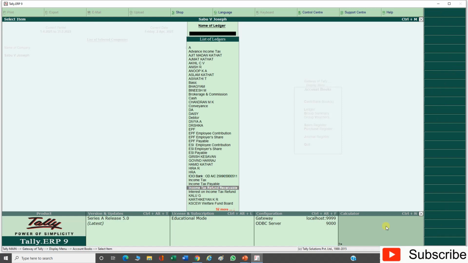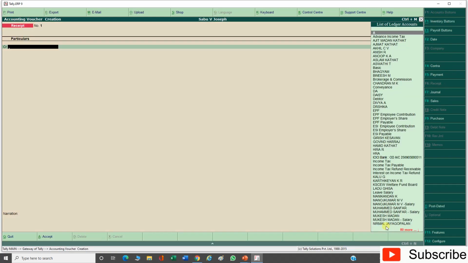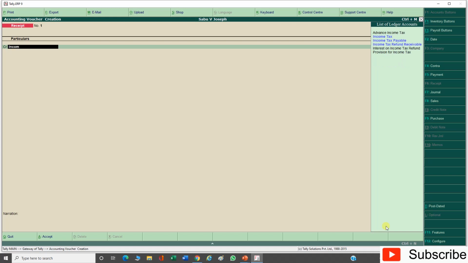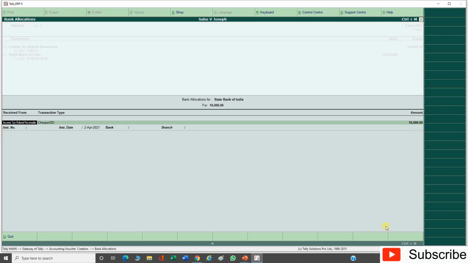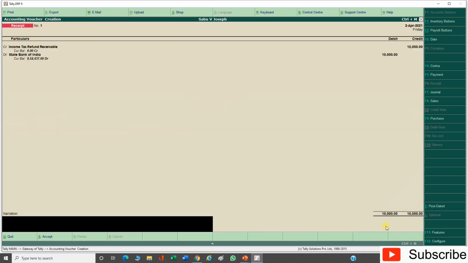So what will be the entry? Again go to the voucher. First it is asking the credit side. So the income tax refund receivable 10,000. Debit will be given to concerned bank account, State Bank of India 10,000. Narration being income tax refund receivable received from the government.